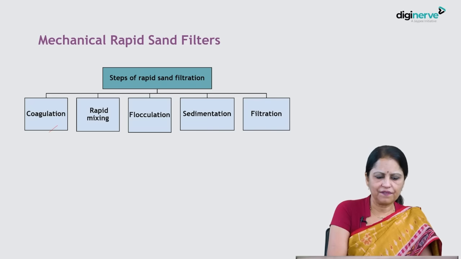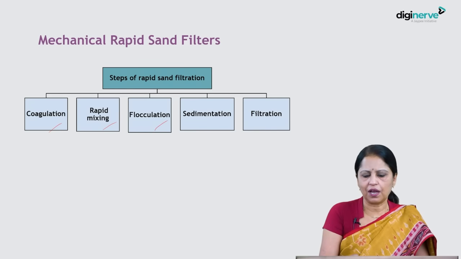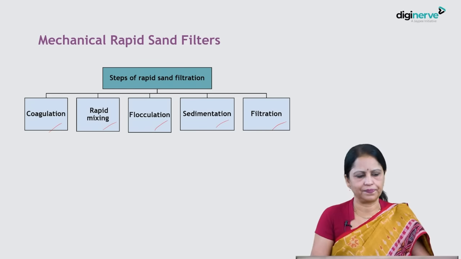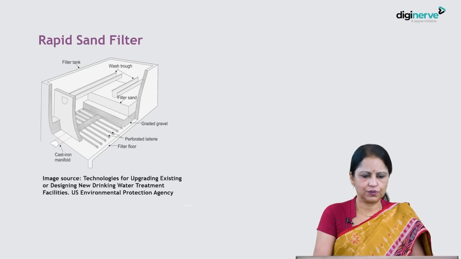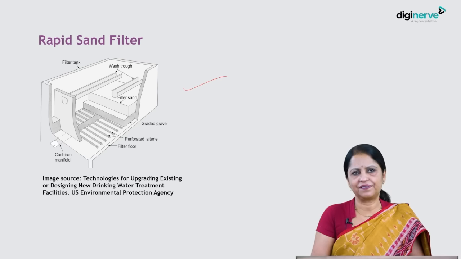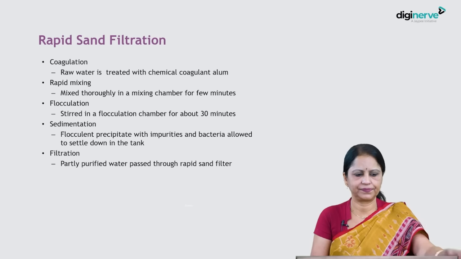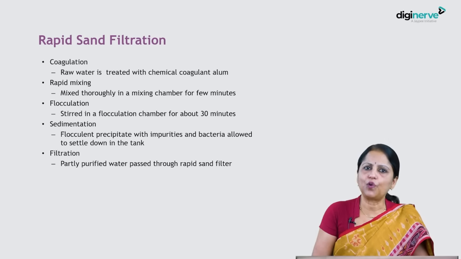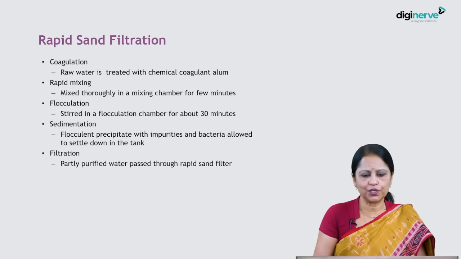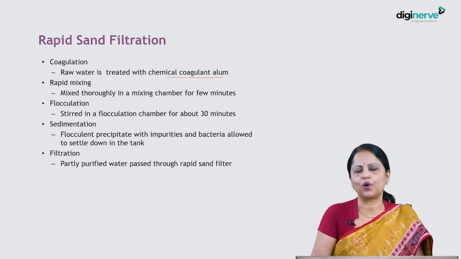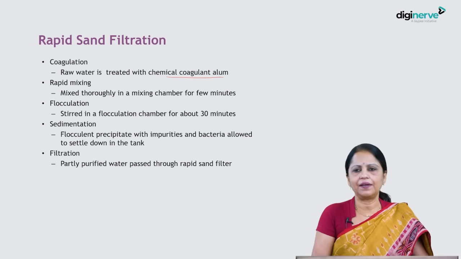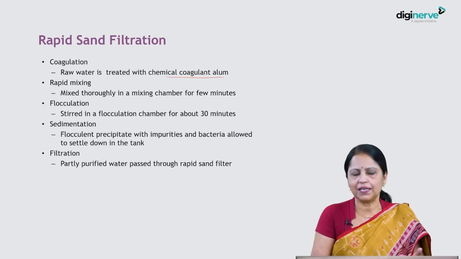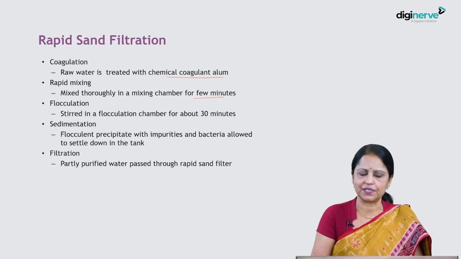So next is the mechanical or rapid sand filter. There are various processes which are performed in this system. So this is the rapid sand filter. First of all, coagulation is done. The raw water is mixed with a chemical coagulant, that is alum, and rapid mixing is done in a mixing chamber for a few minutes.